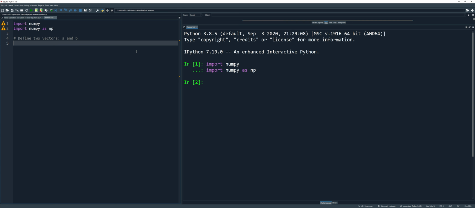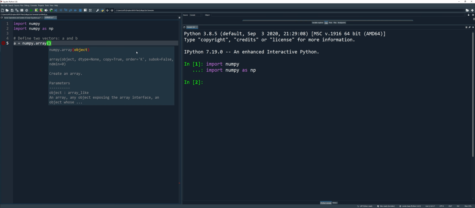So we can create a vector in Python using the function numpy.array. So I will store this in the object A, and I will use the numpy.array function. And inside the parentheses, let's have the bracket to indicate that we are now creating the vector. So the components are 1, 2, and 3. Technically, each component is separated by a comma.